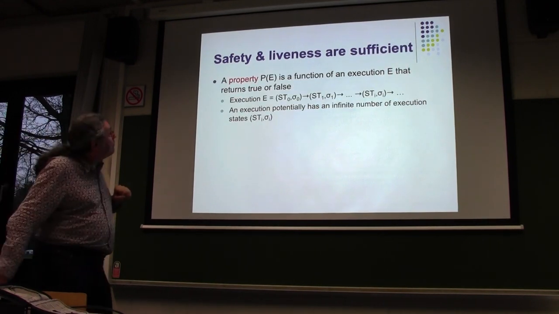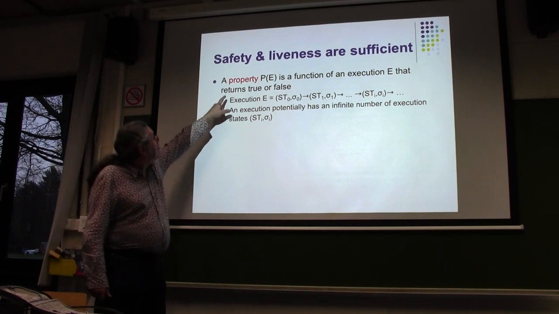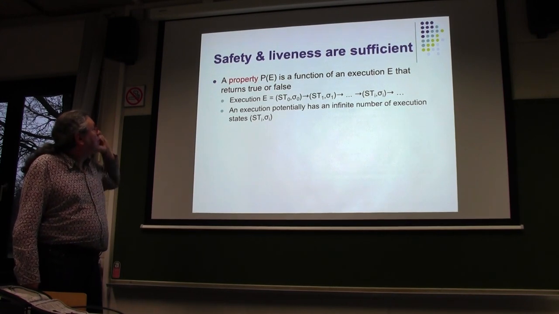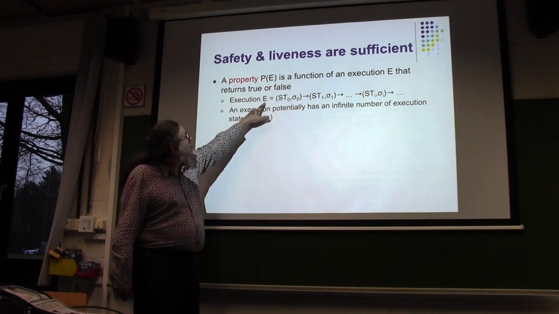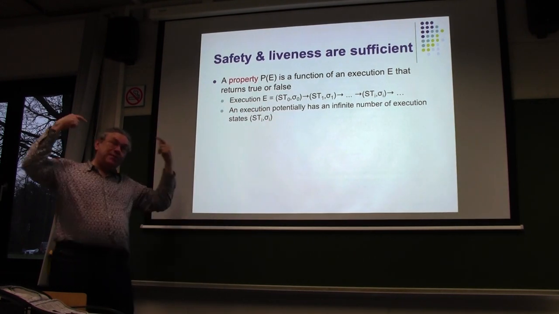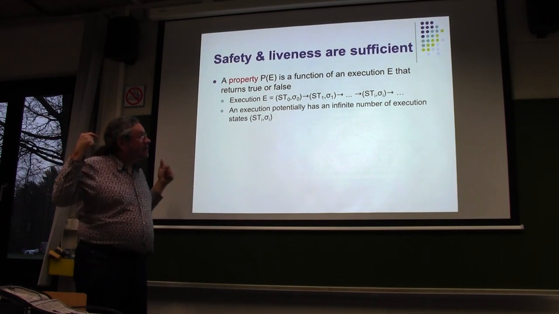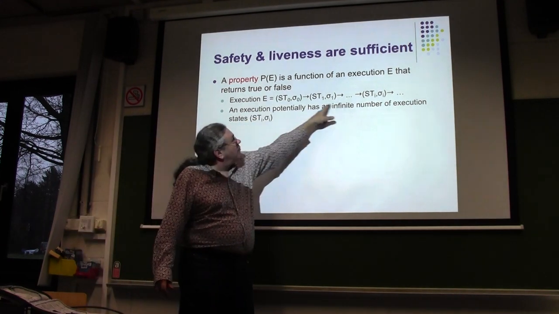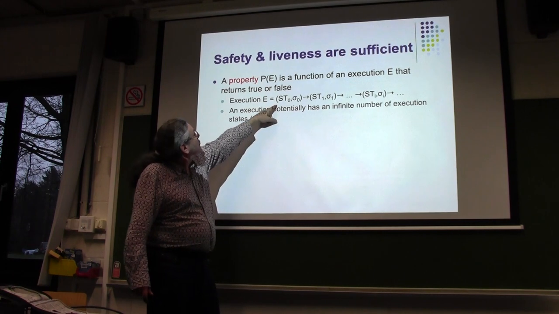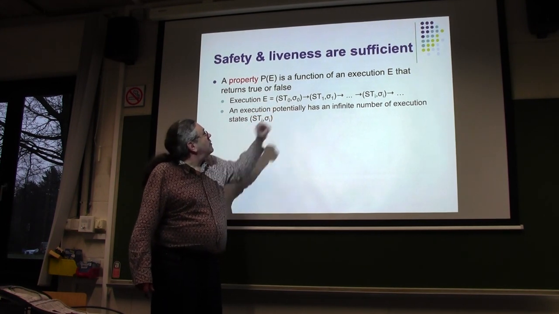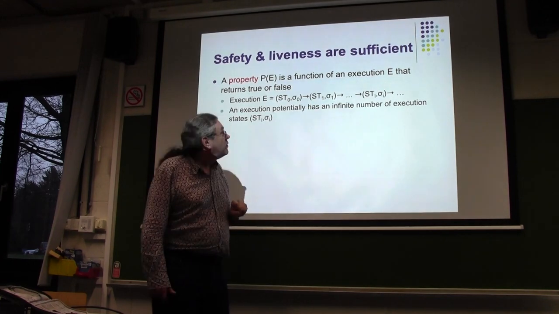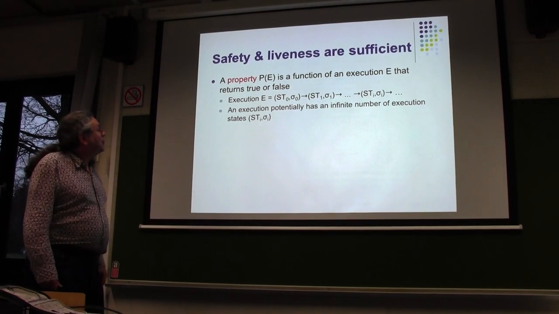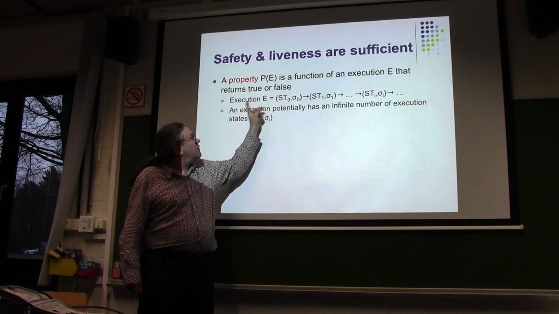But I want to make a formal definition now. And so these are properties. So a property, P, is a function of an execution that is true or false. So it's a predicate. An execution, so this goes back to the semantics that was seen in the previous course. So an execution consists of a sequence of execution states. Each state has threads and memory, okay, and it makes transitions whenever there's an instruction executed. So it's this potentially infinite sequence of execution states, okay, starting with some initial state and going on.